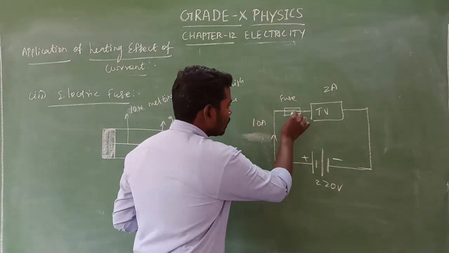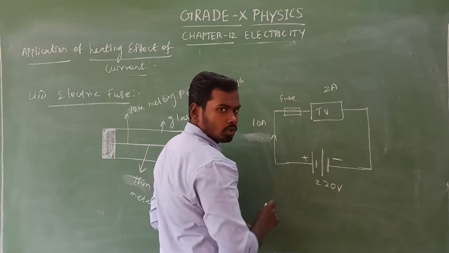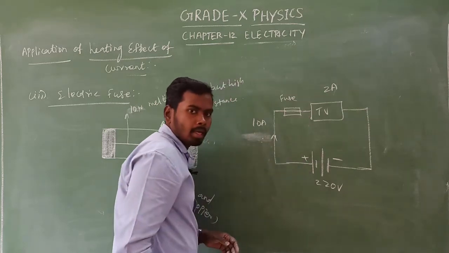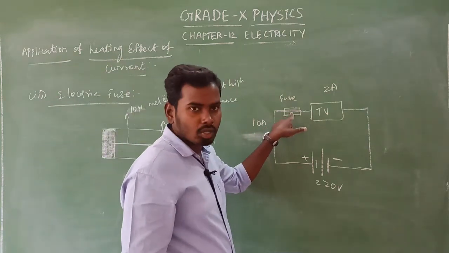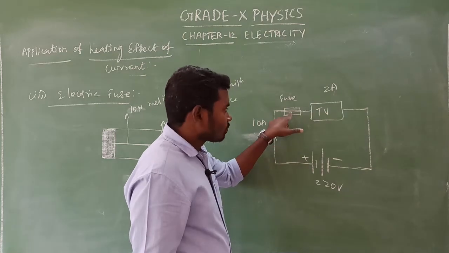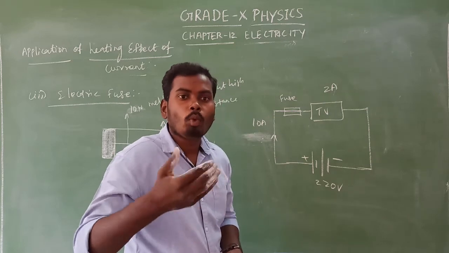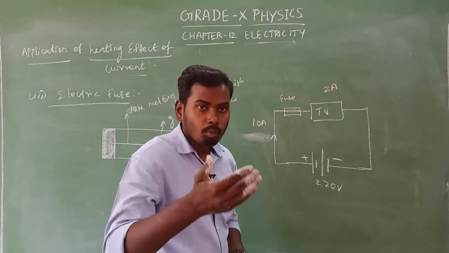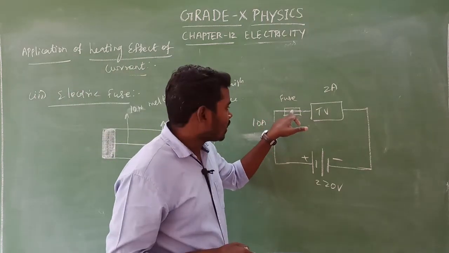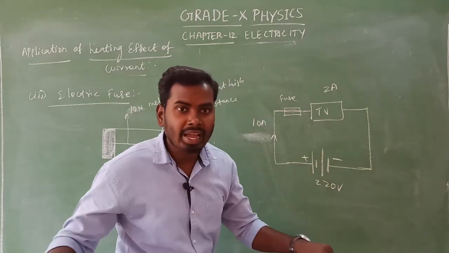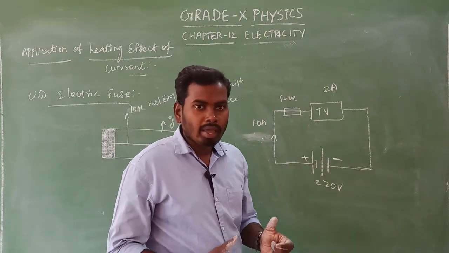Here the current should flow through this fuse. Already we know inside the fuse there is a metal. That metal has a low melting point and high resistance. So this metal present inside the fuse consumes the electrical energy and produces more and more heat. Already we know it has a low melting point. So due to high temperature, what will happen? The fuse wire breaks. Note this point.